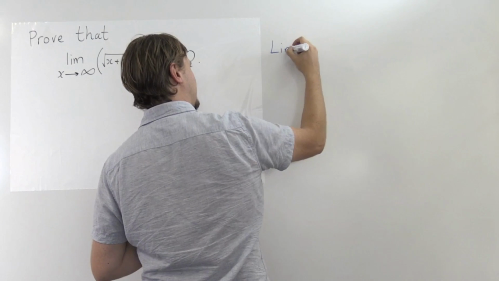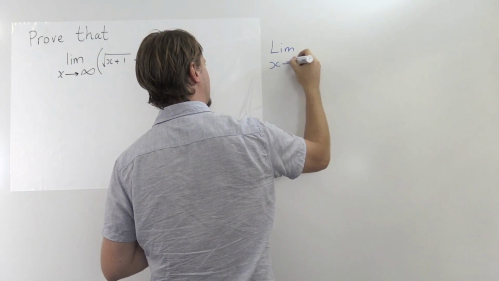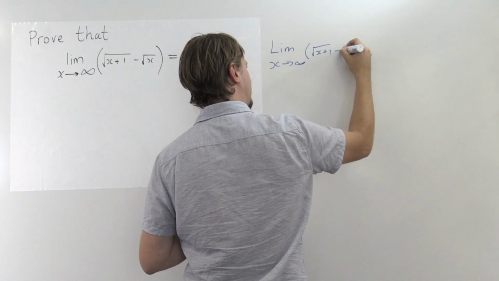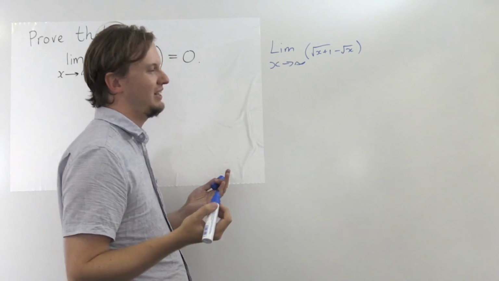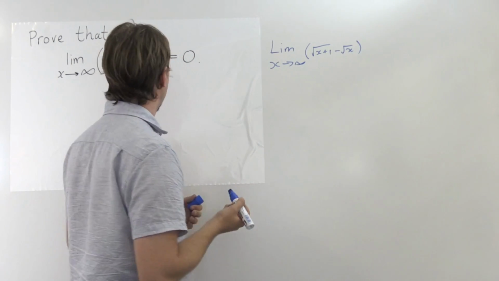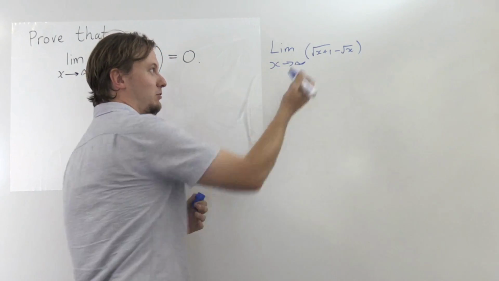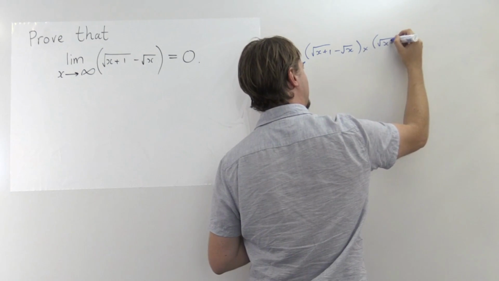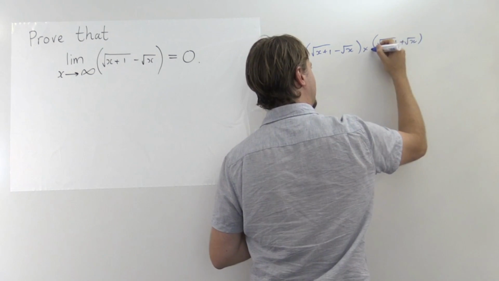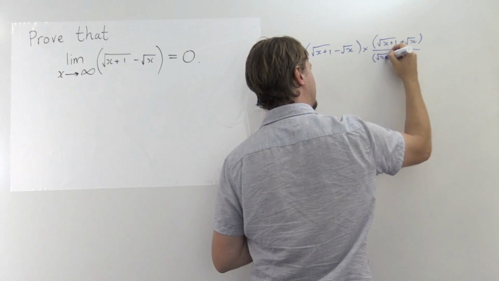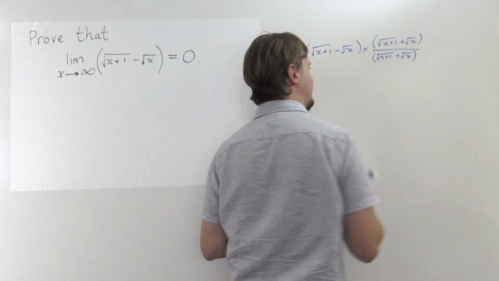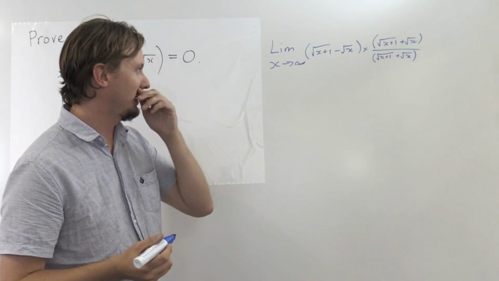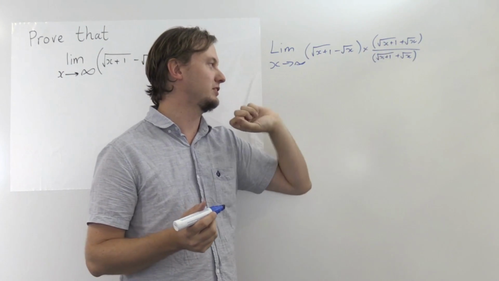To start, we're looking at the limit as x approaches infinity of the square root of x plus 1 minus the square root of x. I can't really do much with that the way it stands, but what I can do is multiply this quantity by 1. The fancy one I'm going to use is to multiply it by root x plus 1 plus root x over the same thing. In some sense I haven't changed this quantity. All I've done is multiply by 1. This is sometimes called the conjugate.